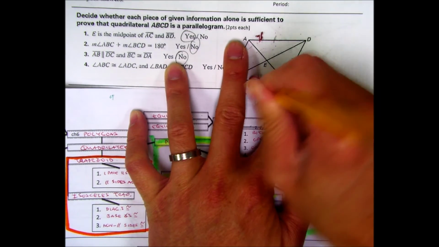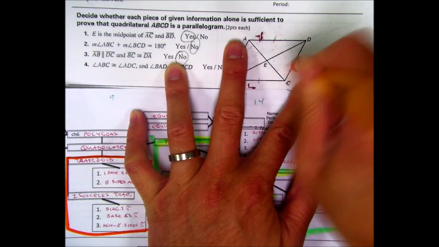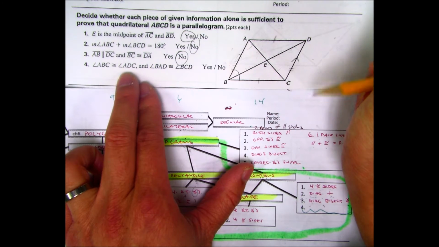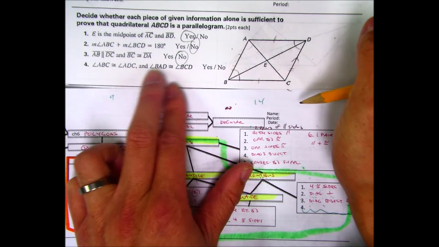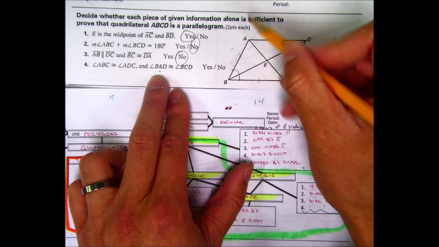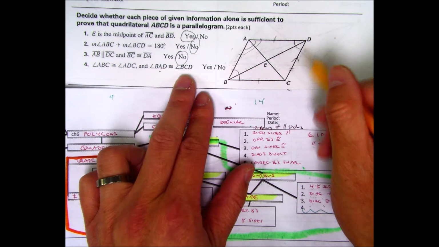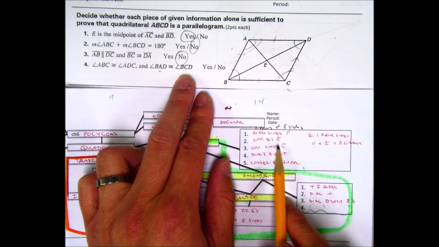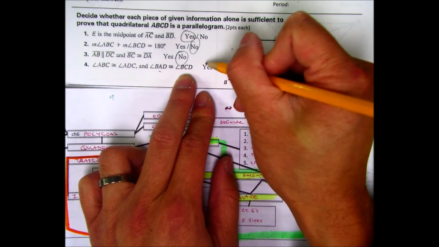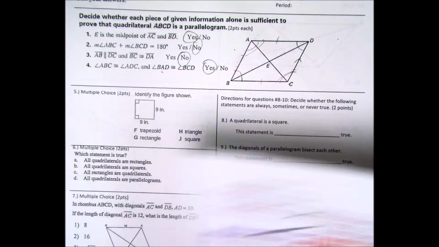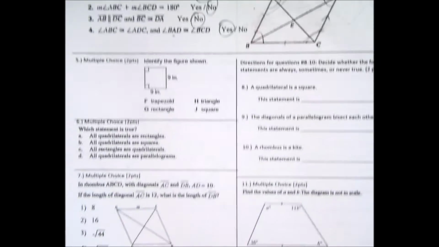And the last one, angle ABC and ADC, BAD, so again the middle letter is most important, that's where the angle is, is congruent to BCD, so that means both opposite angles are congruent. So that would be yes. So just have your map out and go over the questions as you're doing it.